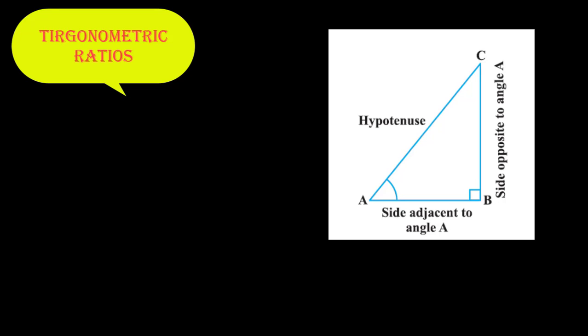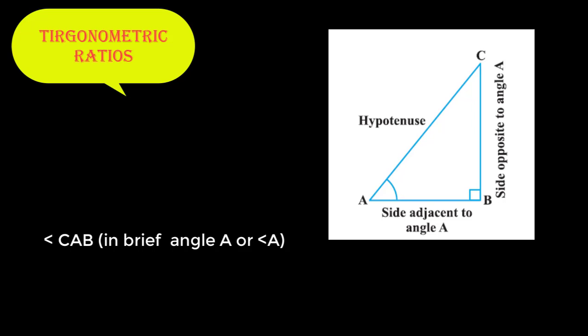Before starting, let us take a right triangle ABC. You can see this in the diagram, and here we are taking angle CAB. In brief, we can call this angle A, and we know that this angle is less than 90 degrees. So angle A is what? Acute angle.